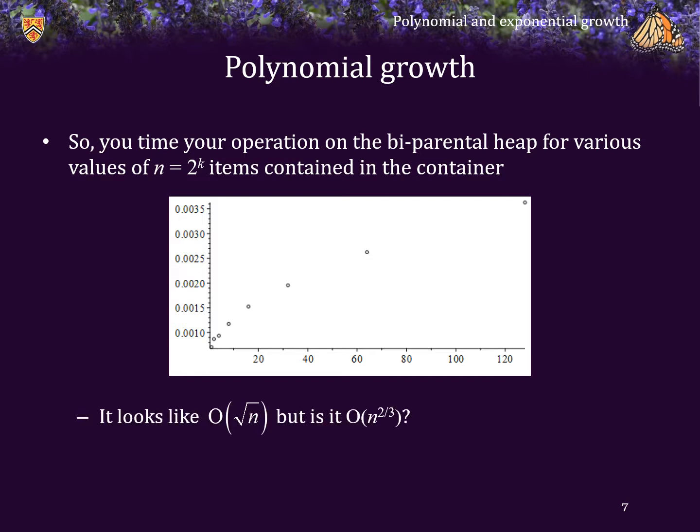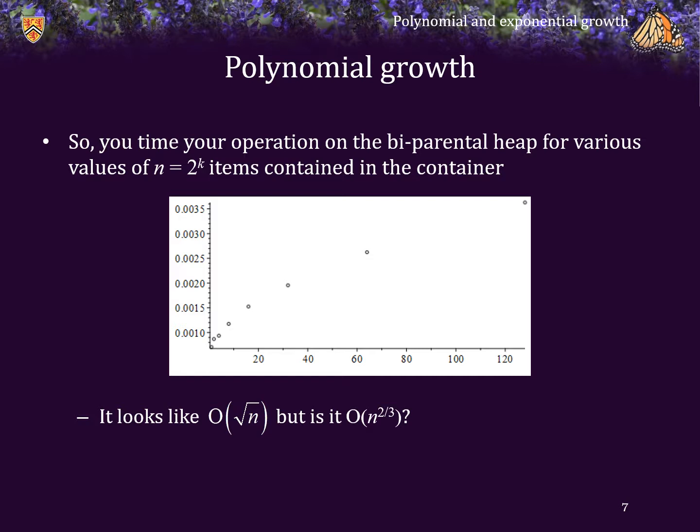We then plot the number n versus the runtime. Now, we know from our analysis of the biparental heap that the runtime should be big O square root of n. But looking at this data, does this represent big O square root of n, or is it big O of n to the 2/3, that is n to the 0.666?